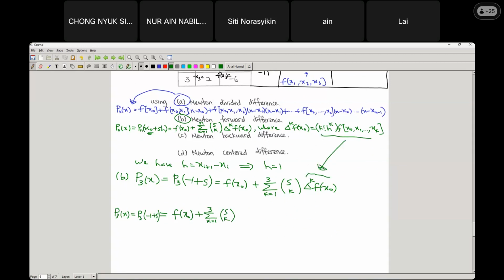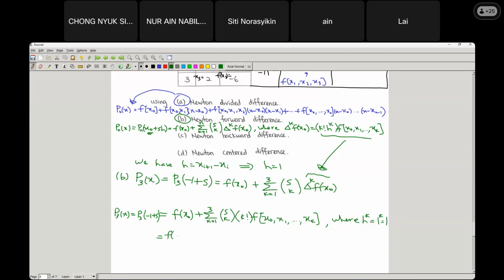Put it here. So I have k factorial, h is 1, 1 to the power of k, what do you get? 1 to the power of anything, you get 1, right? So that means I have only k factorial, and then times f[x0, x1, ..., xk]. You can write here that my h to the power of k is equal to 1 to the power of k, which is equal to 1.